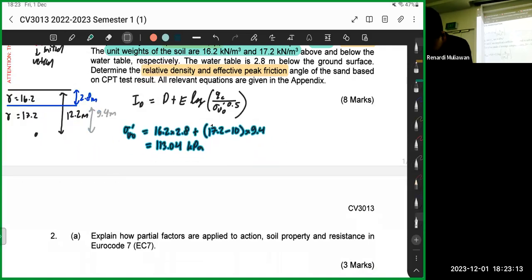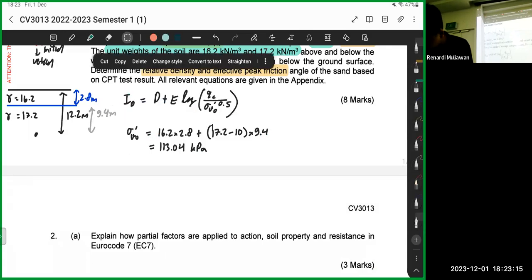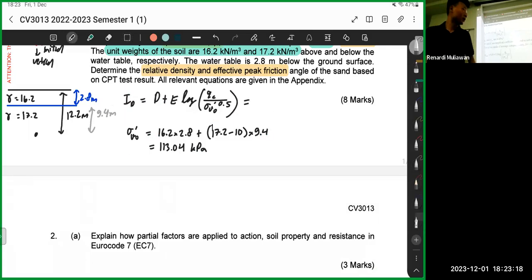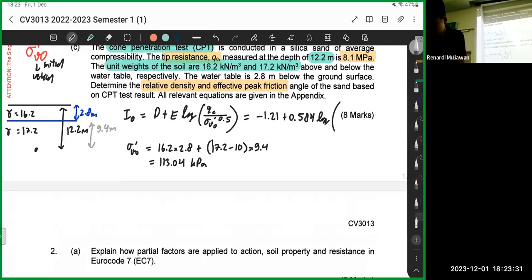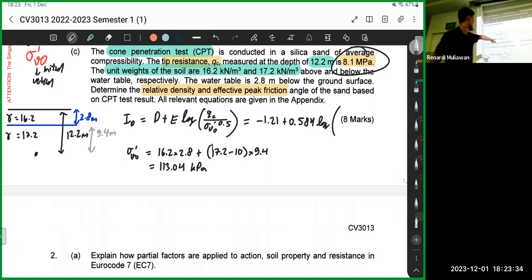Why wastewater? Okay. So in this case, I think D and E is given, right? Yeah, D and E is given as negative 1.21 and something, right? So negative 1.21 plus 0.584 log. So QC is given as 8.1 megapascals. But look at here, it's kilopascals, right? So we need to change the units. Okay, so 8.1 times 1000 divided by 113.04.